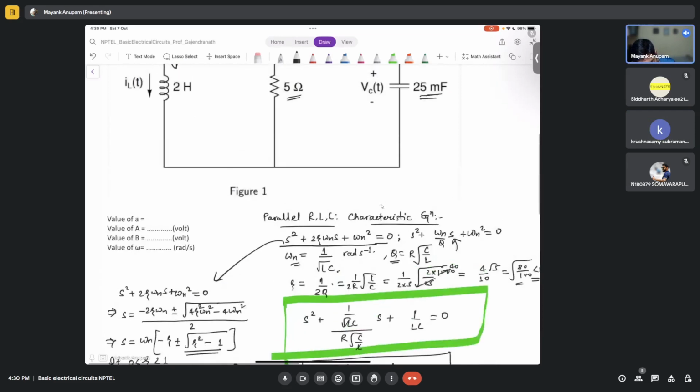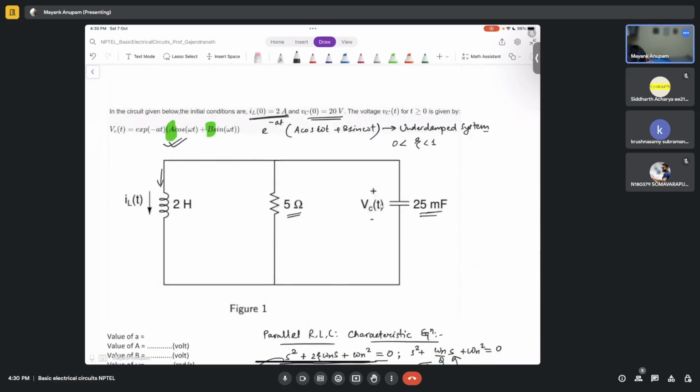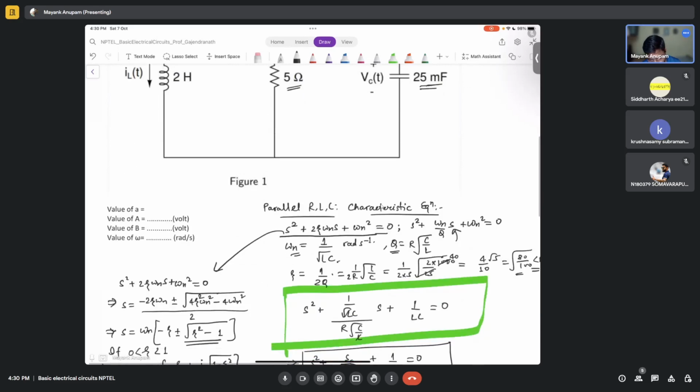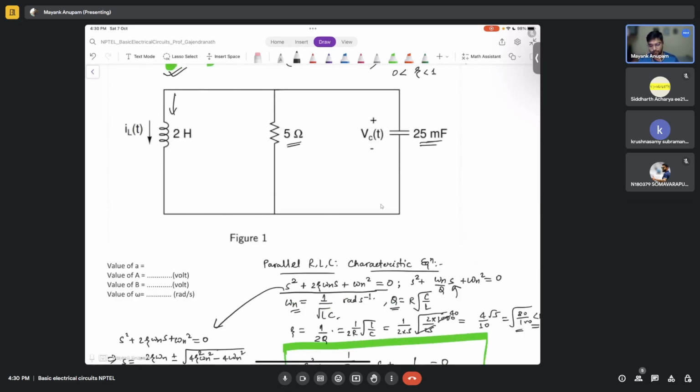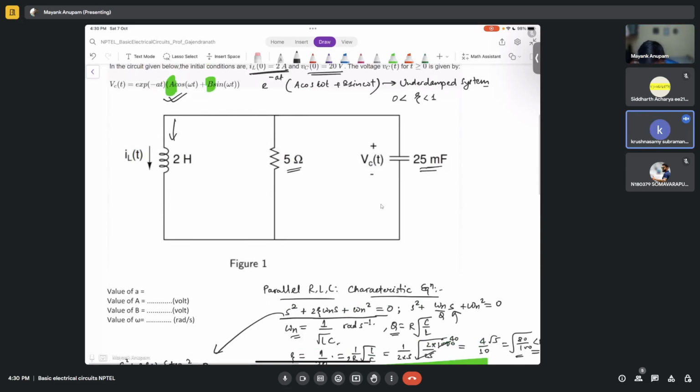The other thing is, it's given that the initial current through the inductor is 2 amperes. So tell me, how will we apply this condition? In the integral formula you can use it: L into di by dt is equal to V of t. From that, if I integrate, I can get it.